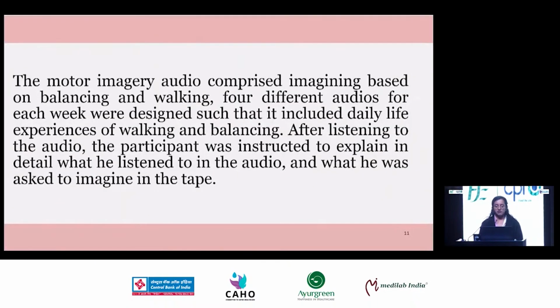The motor imagery audio comprised imagining based on balancing and walking. 4 different audios for each week were assigned, such that it included daily life experience of walking and balancing. After listening to the audio, the patient was instructed to explain in detail what he listened to in the audio and what he was asked to imagine in the tape.